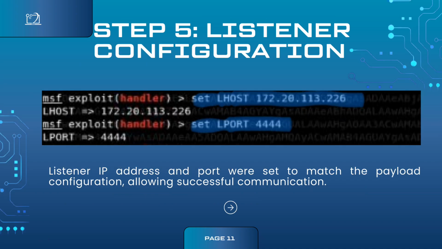Listener configuration. Now we set the listener IP and port to match the payload. I set LHOST to 172.20.113.226 and LPORT to 4444. In practice, LHOST is the machine that will receive the reverse connection and LPORT is the socket we keep open. If these values don't match the payload configuration, the connection won't be established. Always verify IP reachability and that the port isn't already in use.